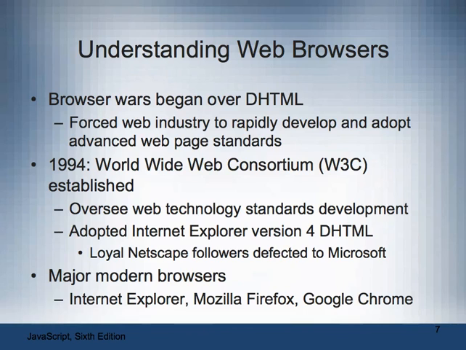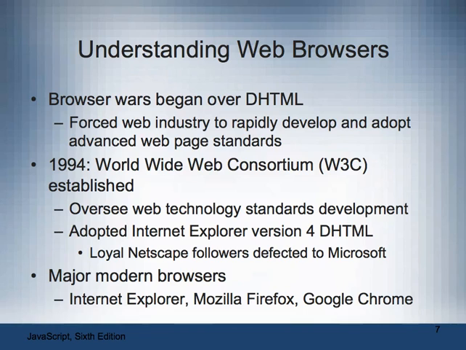Understanding web browsers. Early browser wars began over DHTML, a combination of various technologies, including HTML and JavaScript, that allow the web page content to change in the browser after it's loaded. DHTML code that was compatible with Microsoft Internet Explorer was not compatible with Netscape browser, leading Microsoft and Netscape to fight for control of the browser market and their own versions of DHTML.